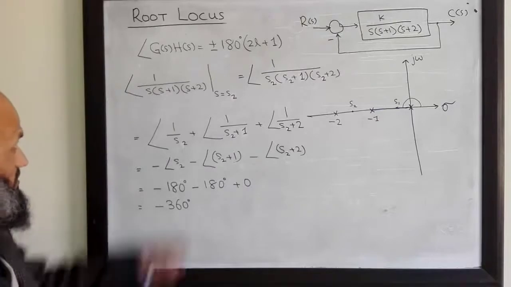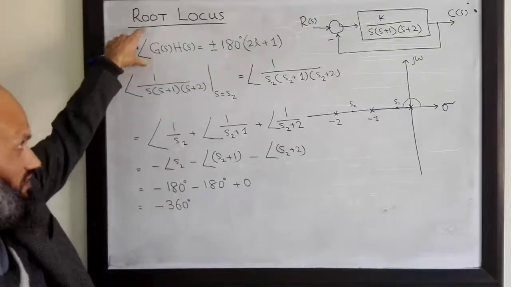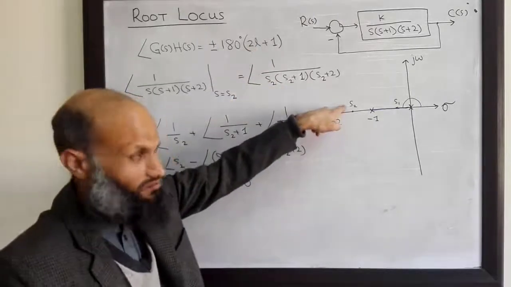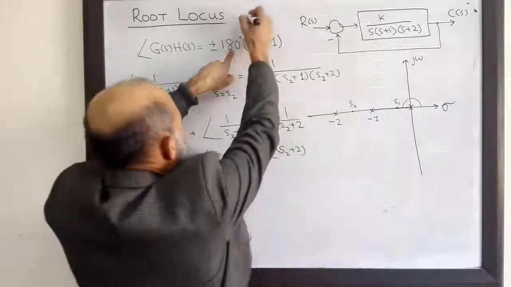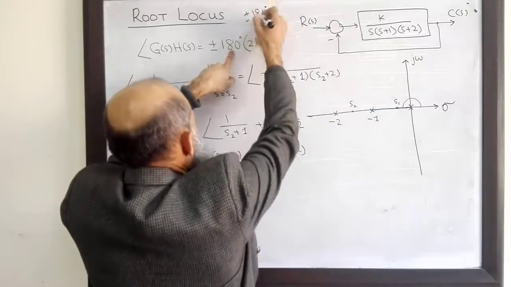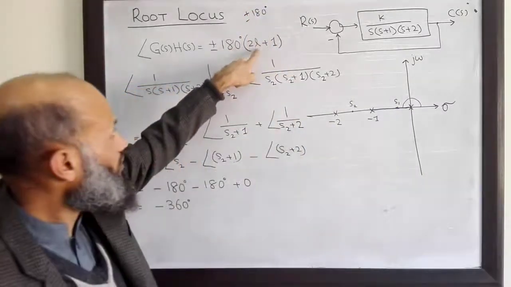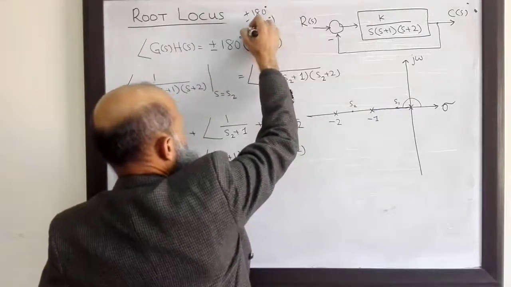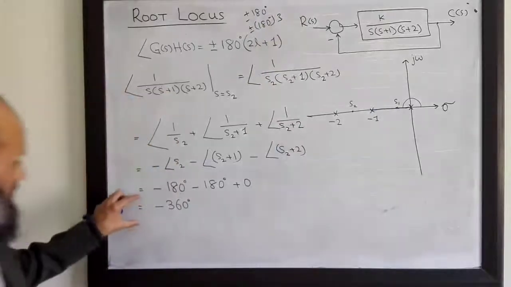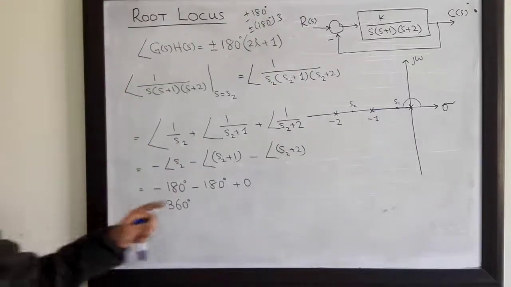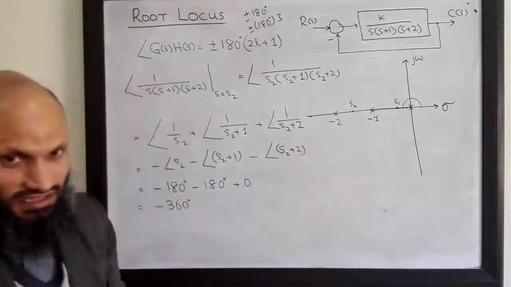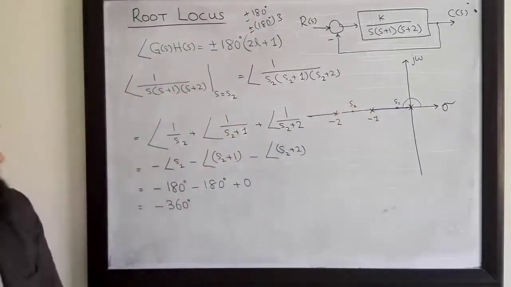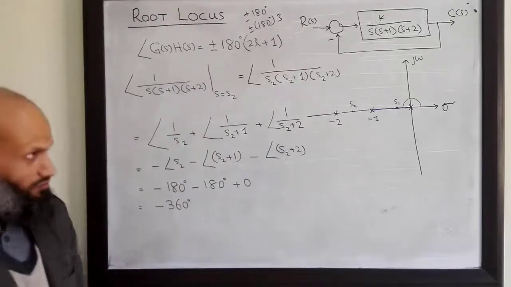Let's see whether this angle condition is satisfied or not. We can see that this angle condition is not satisfied for this test point. This angle can be either plus or minus 180 degrees, or for L equal to 1, it is 180 degrees multiplied by 3. So this angle condition is not satisfied. Hence, this test point does not lie on the root locus. Therefore, this part of the real axis is not a part of the root locus.